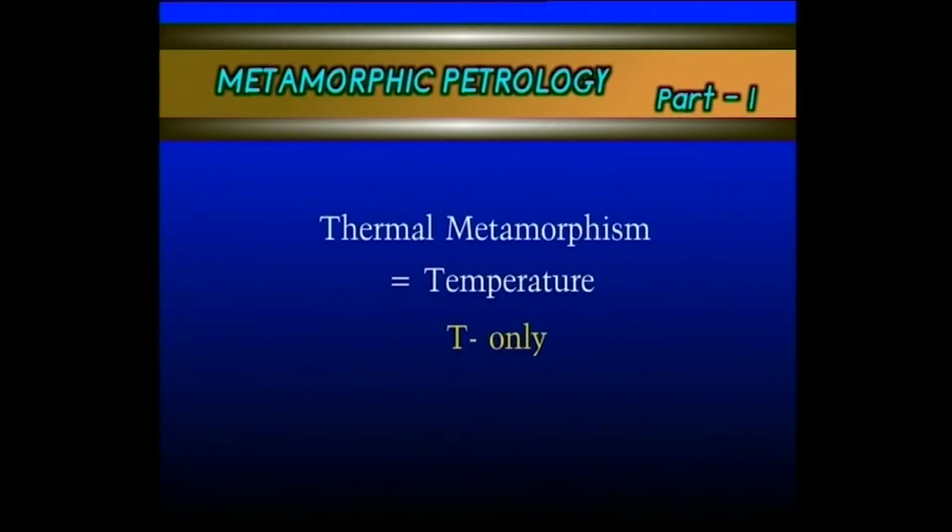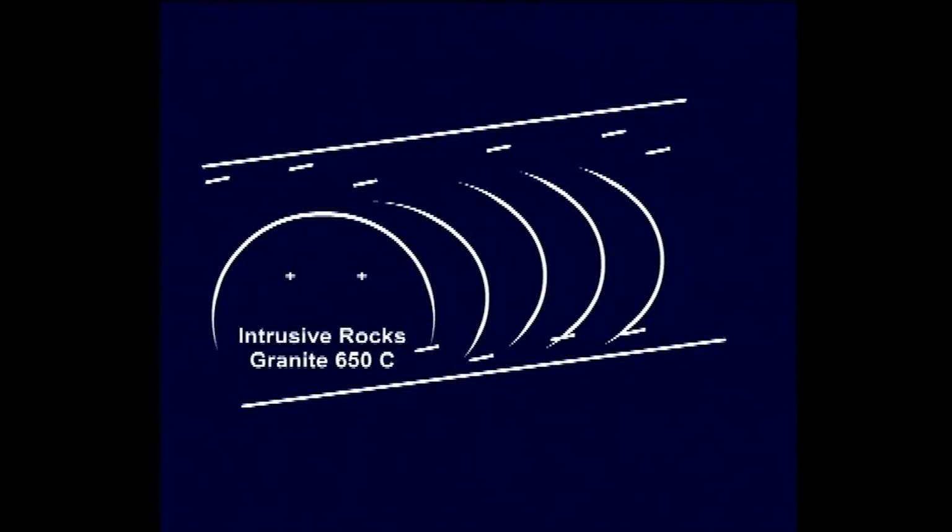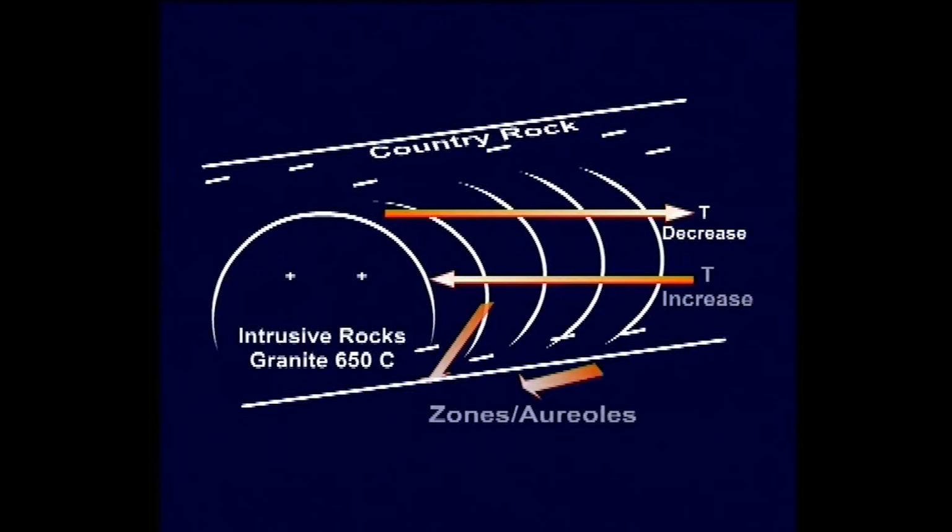Now let's take the first factor, thermal metamorphism. In this, temperature is the important factor during change of any rock. If an intrusive body intrudes into country rocks, then around the intrusive rocks some sort of aureoles or zones develop. From the intrusive body towards the outer zones, heat energy is transmitted, and as we move from the intrusive body towards the outer zones or aureoles, the temperature normally decreases. Mineralogical changes occur from the immediate contact up to the outer part.